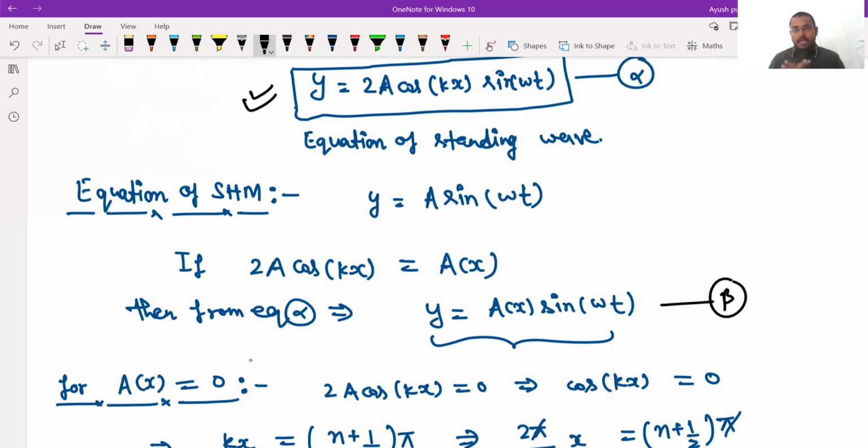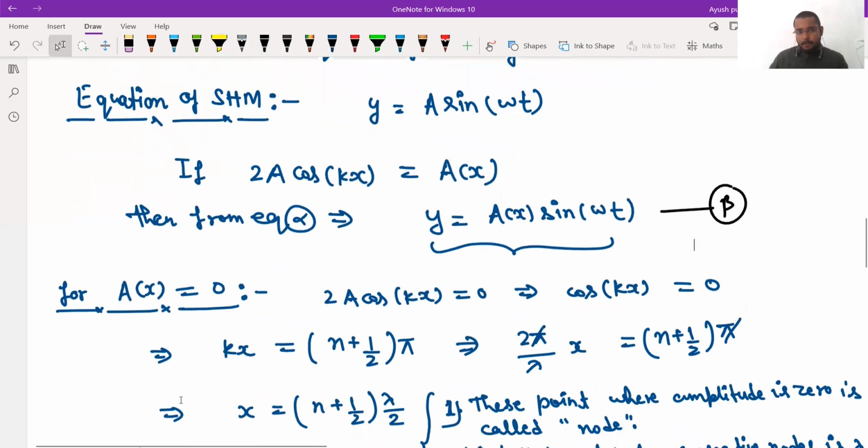What is the meaning of this variable amplitude? The meaning of variable amplitude is this: every particle in the standing wave is performing SHM but with different amplitude. Got this point? Right. Now, for now, I think you have understood this. Now, let's understand, if this amplitude is variable, then its value is 2a cos kx.